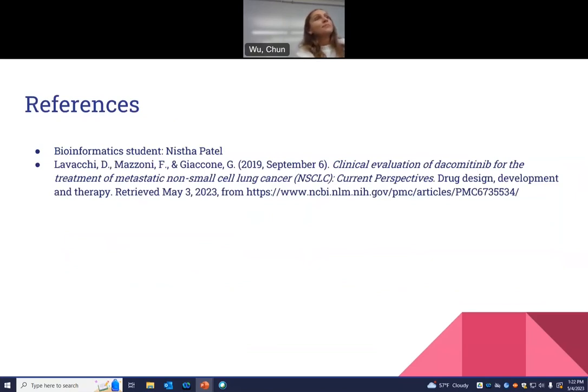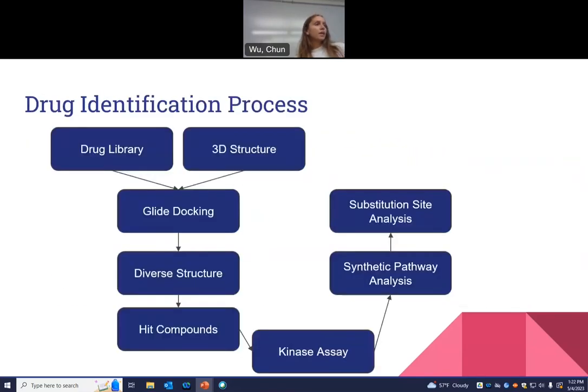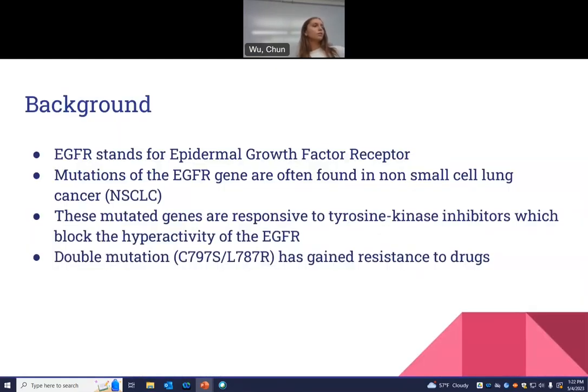Could you go back to what type of cancer is involved? It's non-small cell lung cancer, just a type of lung cancer. Is it rare? I don't think so. There was a lot of research on EGFR, so I'm pretty sure it's pretty common. Very common.